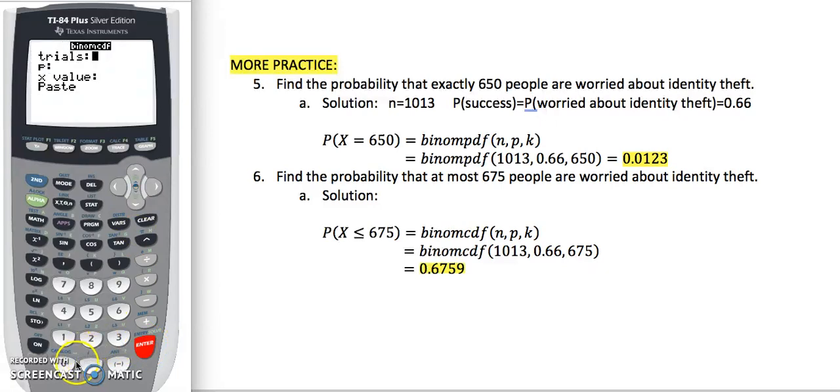Your number of trials, well, we have 1,013 people. Your probability of success in a single trial is 0.66, and your x value, up to how many people? Up to 675. Press enter, enter, and enter again. So you end up with 0.6759, rounding to 4 decimal places. So approximately 67.59% if you would convert that to a percentage.